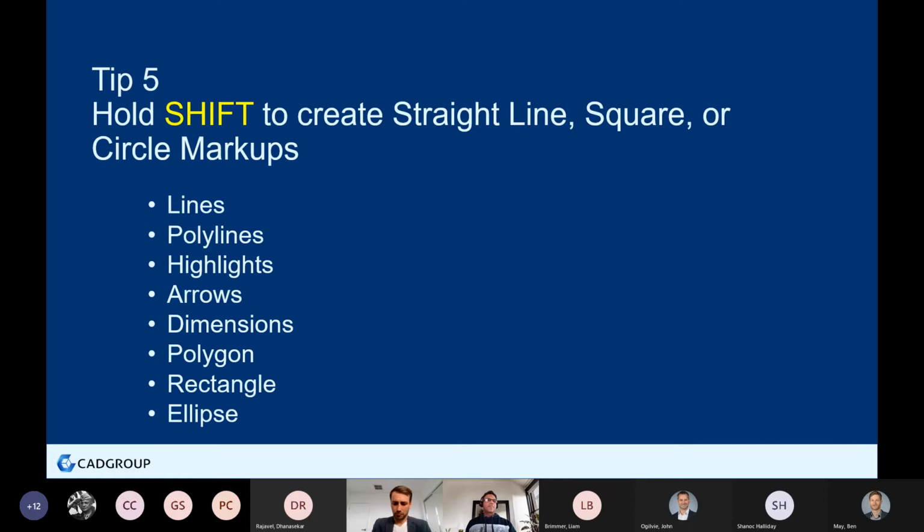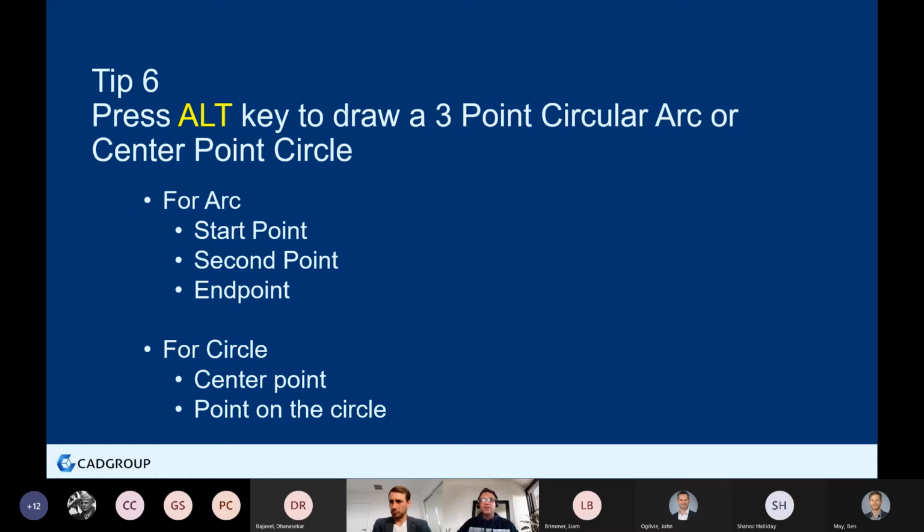All right. Next one is holding down the Shift key to create straight lines or squares or circle markups. I reckon most of you guys already know about this. But I'm not sure if you guys know about this one here, where you can hold down the Alt key to draw a 3-point circular arc or a center point circular arc.